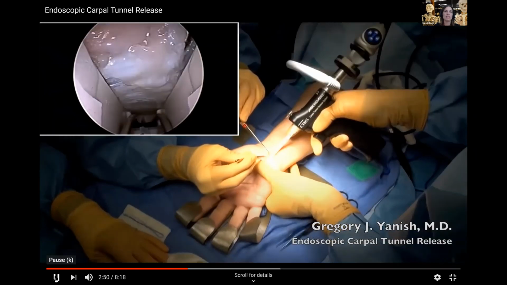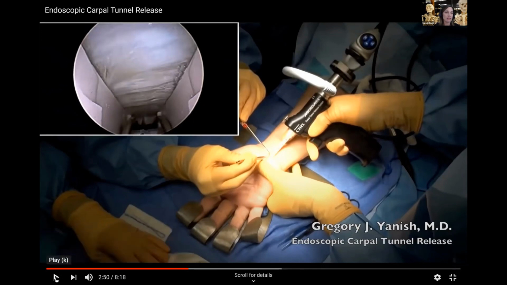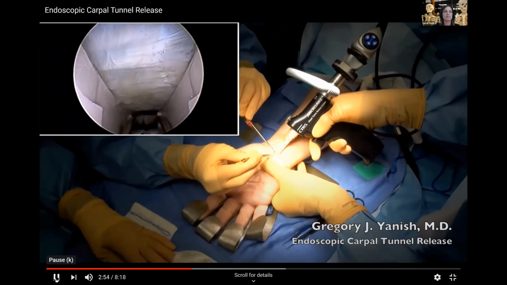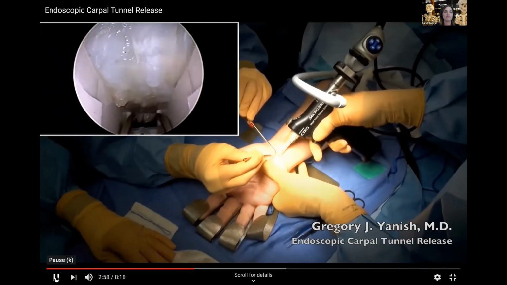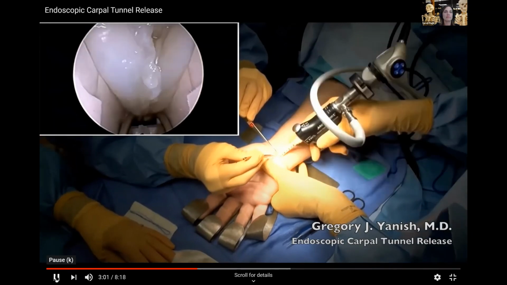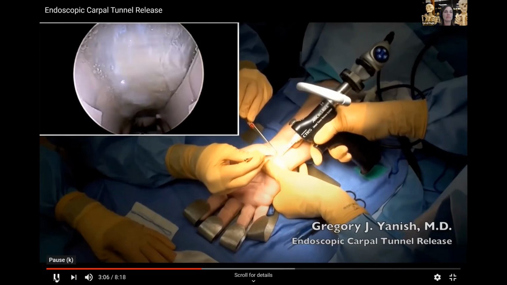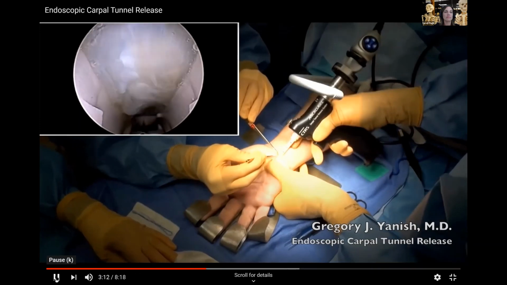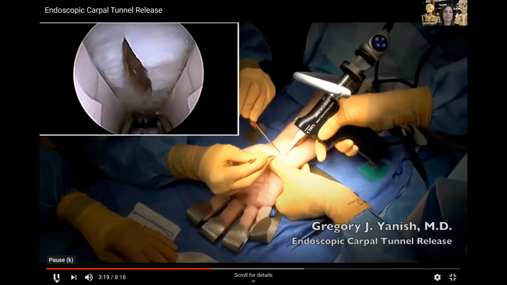Okay, yeah, so see how that's real shiny, like the ligaments? Remember when we did the chicken dissection? So you see that blade was lifted up. You can see it now cut.